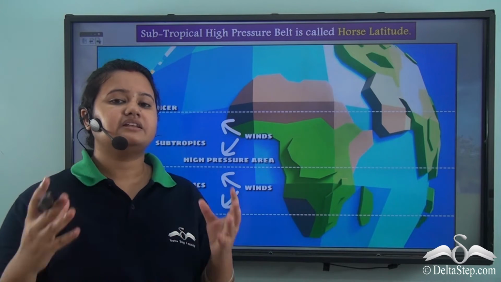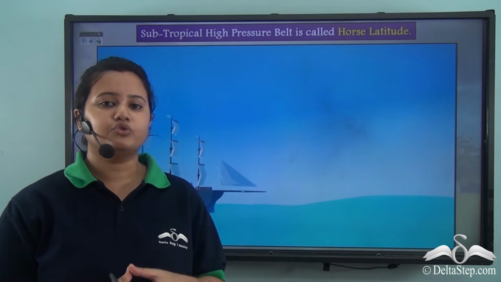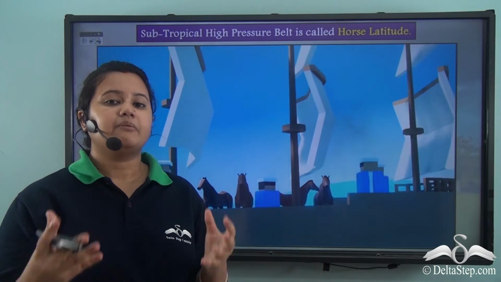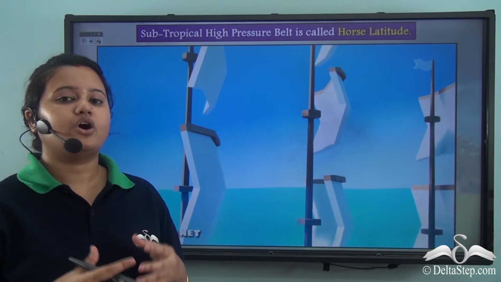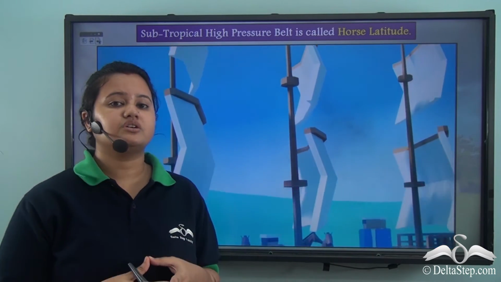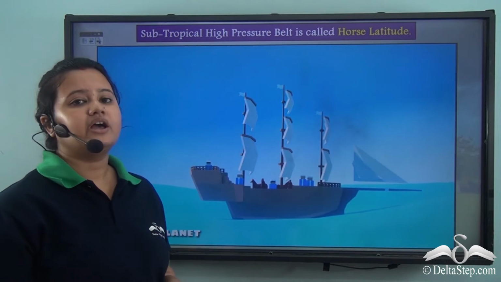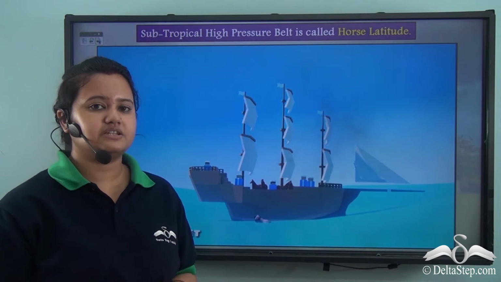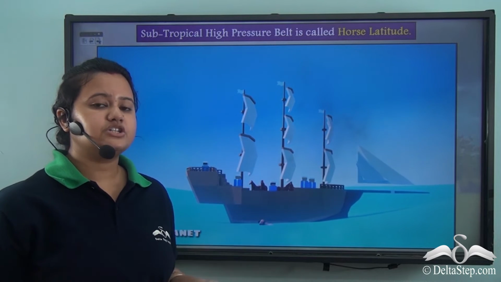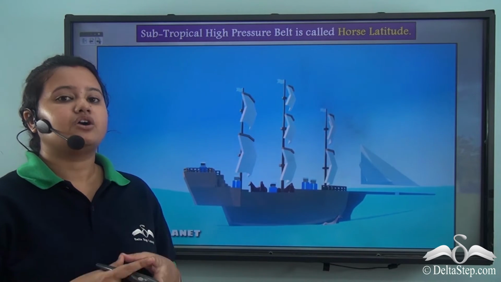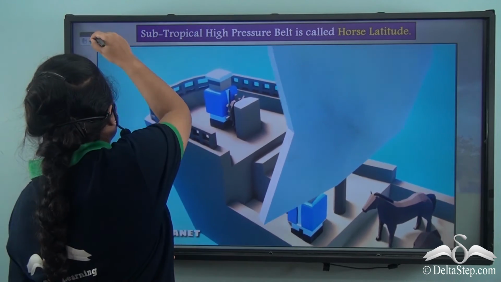Now, since this region had little wind movement, the sailing boats got stuck in one place for many days. So, in order to survive and in order to conserve food and water for themselves, the sailors used to throw their horses into the seas. Now, due to continuous dumping of horses into the seas, this belt got this name.